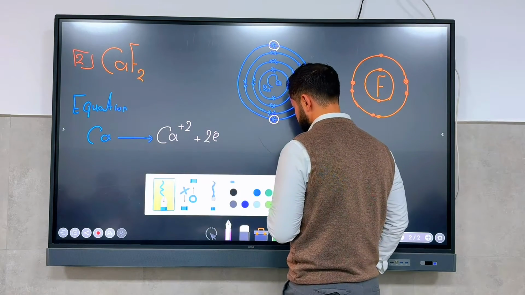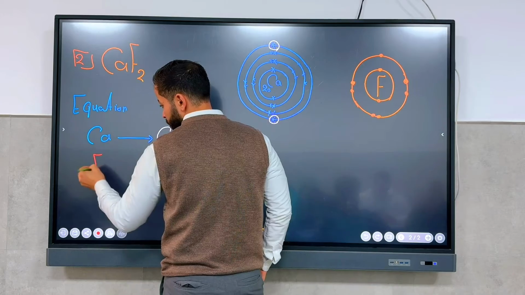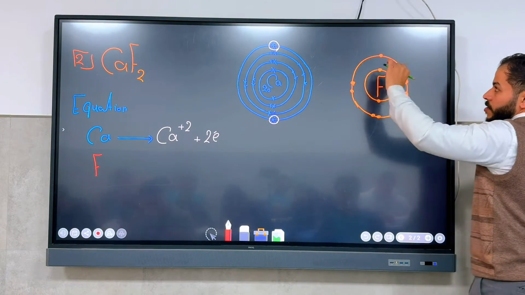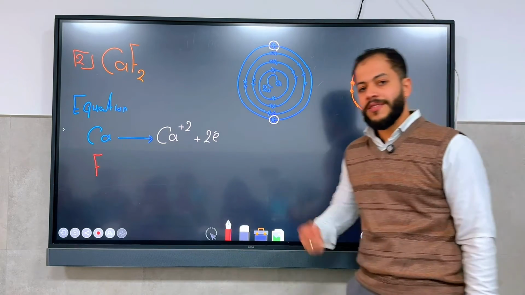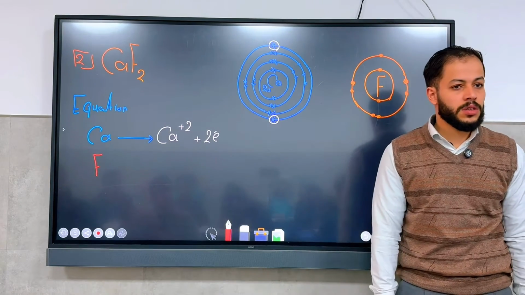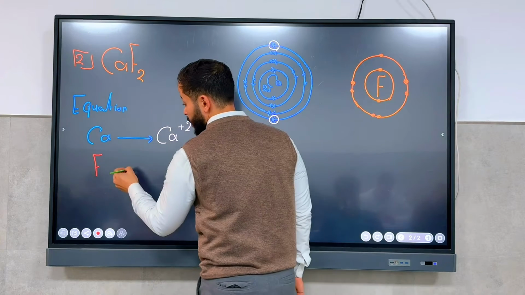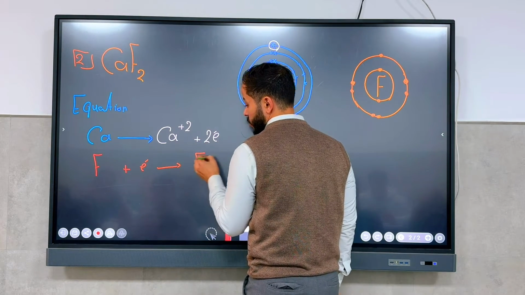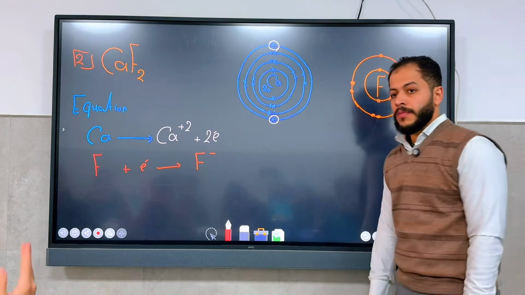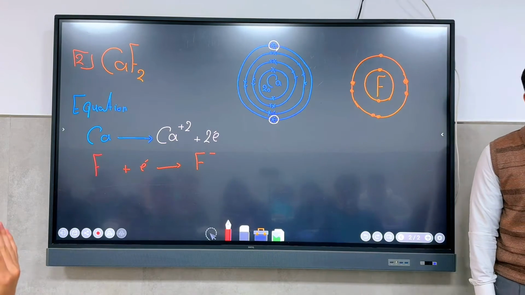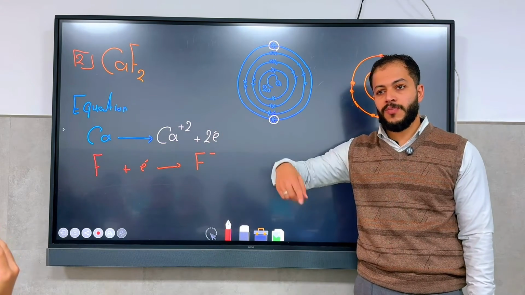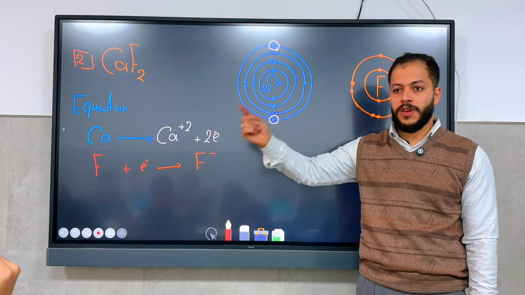The fluorine atom is in group 17. It has only 7. So how many electrons does one fluorine atom need to reach the octet? 1 electron. So the fluorine atom is capable of taking only 1 electron to convert it to F negative. The first important rule that we said: the charge must be neutralized. This means the number of lost electrons is equal to the number of gained electrons.